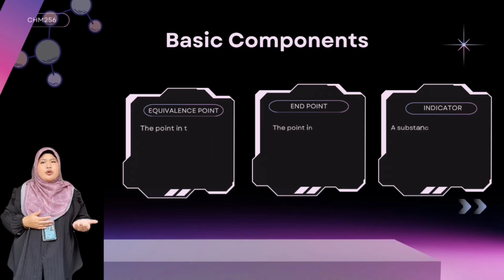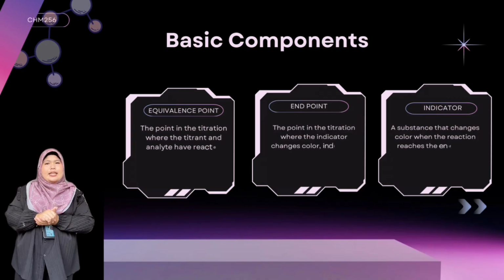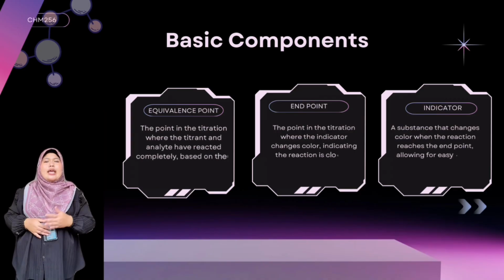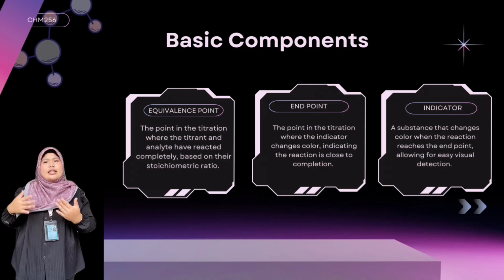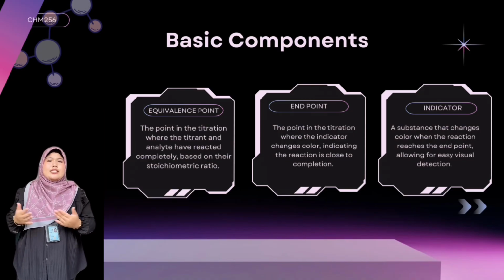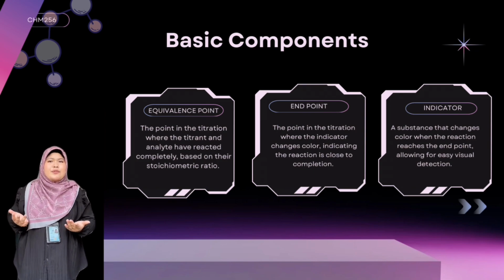Next, equivalence point is the point in the titration where the titrant and analyte have reacted completely based on their stoichiometric ratio. Endpoint is the point in the titration where the indicator changes color, indicating the reaction is close to completion. Last but not least, indicator is a substance that changes color when the reaction reaches the endpoint, allowing for easy visual detection. That covers every fundamental term we will rely on.